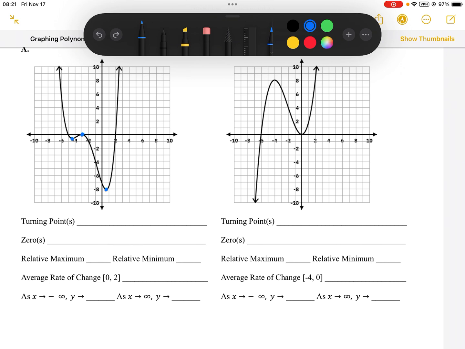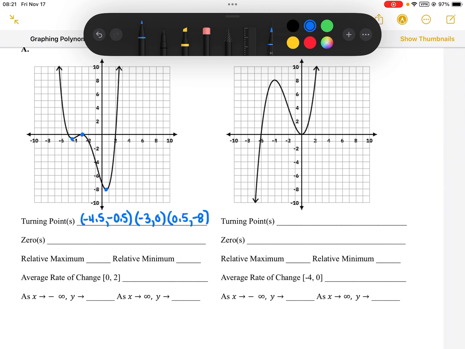I'm going to go ahead and label them, name their ordered pairs, and some of them you'll have to approximate a little bit. So that first one is -4.5, -0.5. The second one is -3, 0. And then the third one is 0.5, comma, -8.